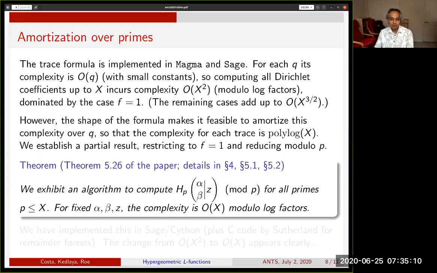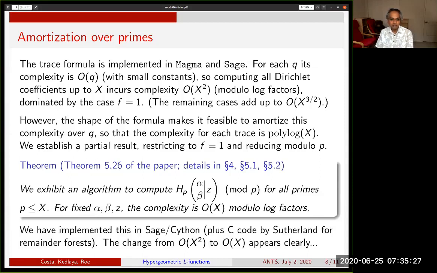If you make both of those assumptions, you get the main result of our paper, which is that we exhibit an algorithm to compute the prime Frobenius trace mod p for all primes up to some cutoff x with a complexity that is linear in x modulo logarithmic factors. And we have implemented this in Sage with some optimization in Python, plus an interface to some C code written by Drew Sutherland that does a computation of what are called remainder forests, which I'll come back to.